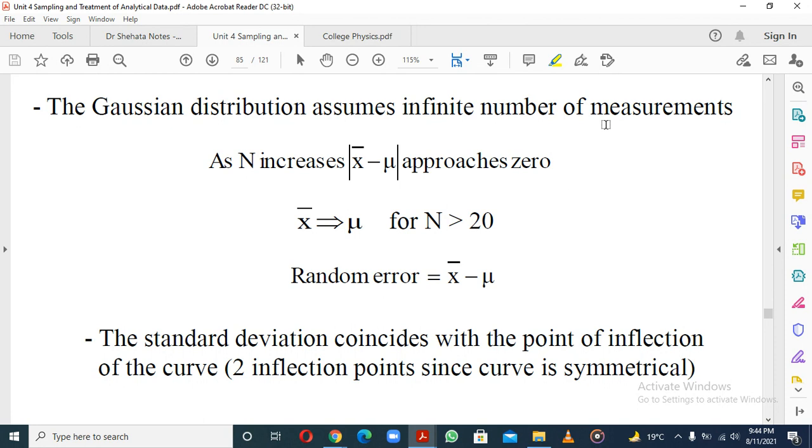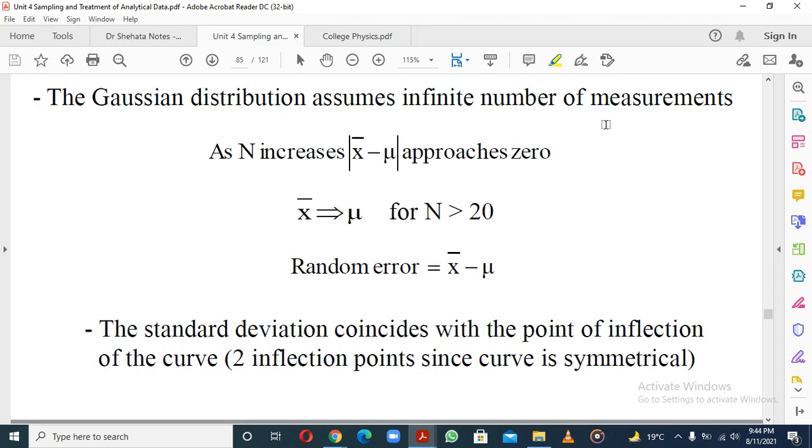So that's why for this question, when n is greater than 20, meaning when you've got more than 20 measurements, you can safely assume that your mean would be almost the same to what? To mu, because the difference is going to be close to what? To zero. So that's what this part is explaining. Then for the random error, you get the mean, you subtract the mu. So that's basically it there.